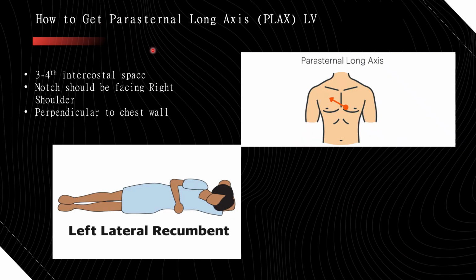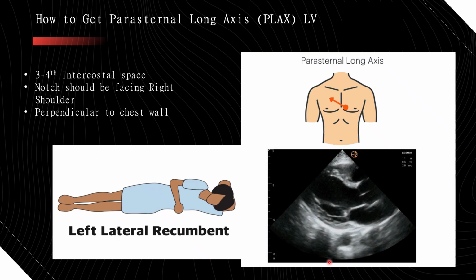How to get parasternal long axis left ventricle. We're going to place the probe between the third and fourth intercostal space. The notch should be facing the right shoulder, perpendicular to the chest wall, and the patient will be on the left side. Once you get all of that, this image should come up on your screen.